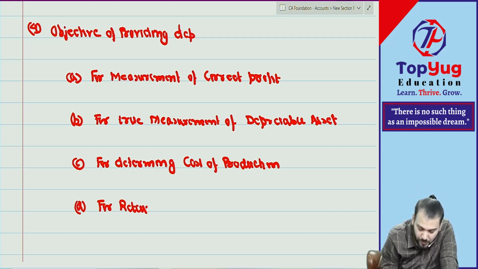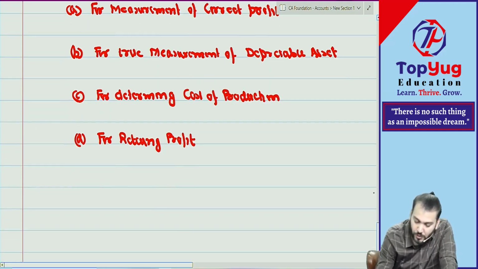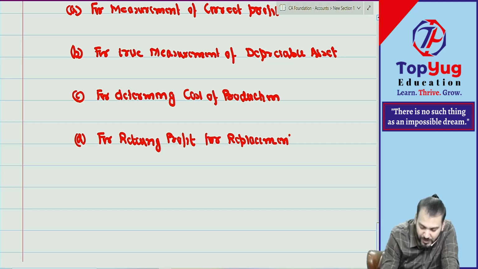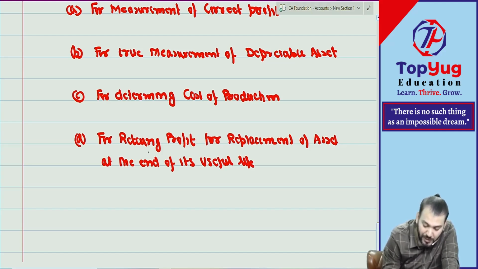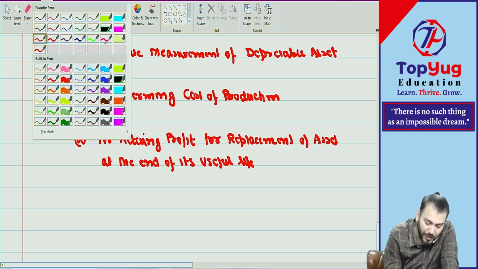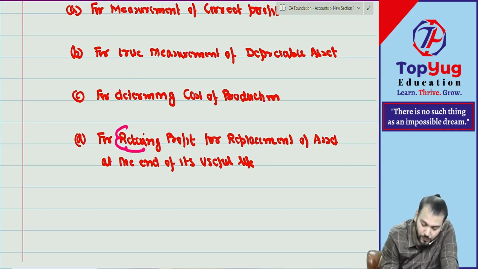For retaining profit, for replacement of asset at the end of its what? Useful life. So for retaining profit at the end of its useful life, for replacement of the asset.